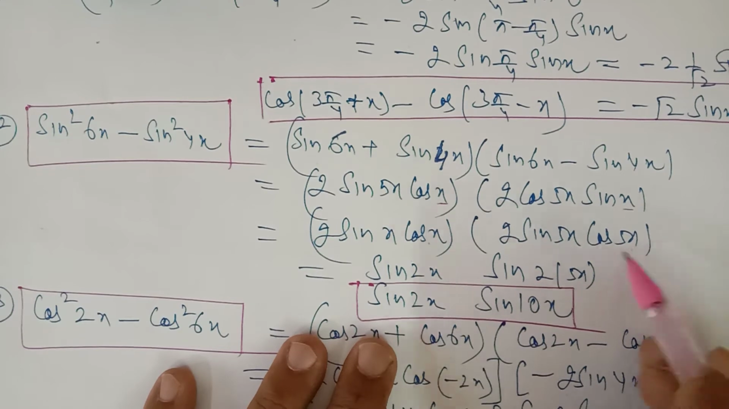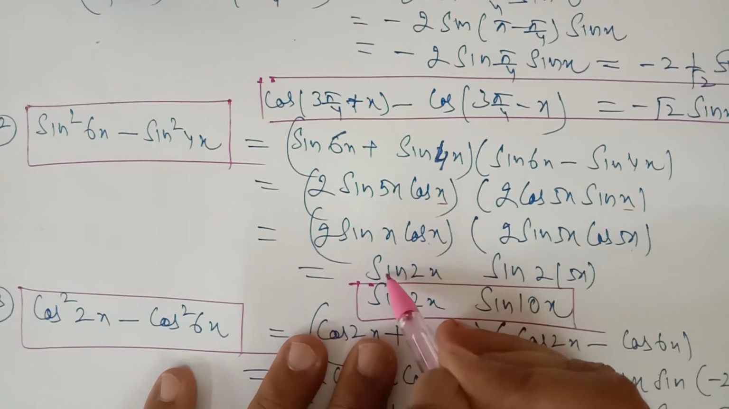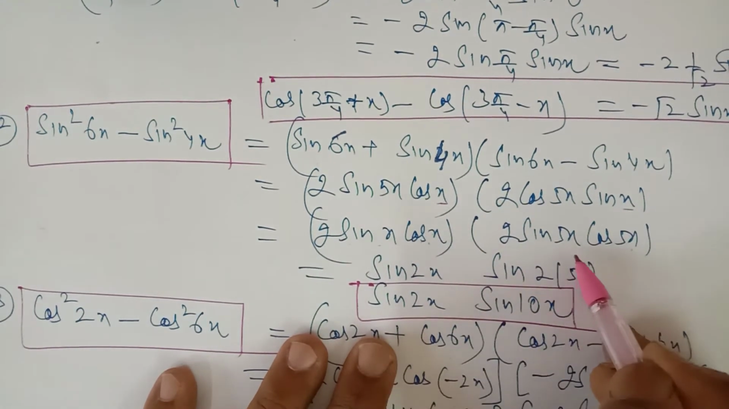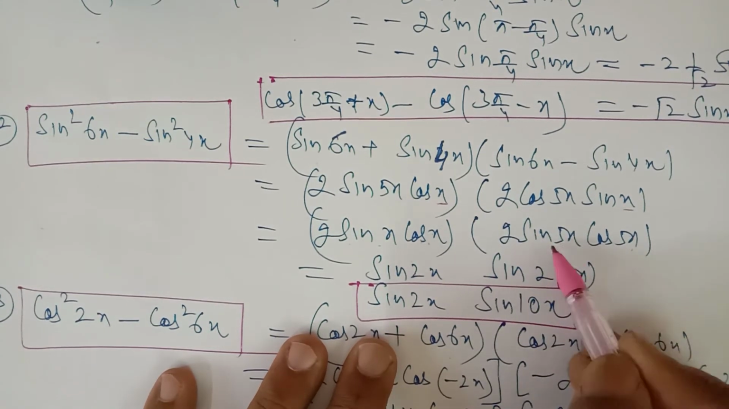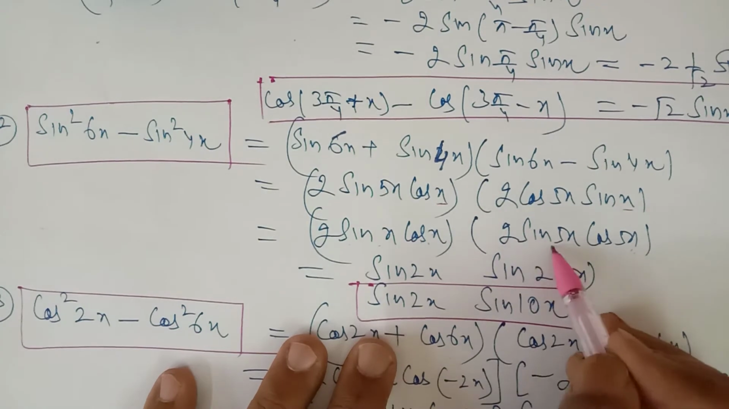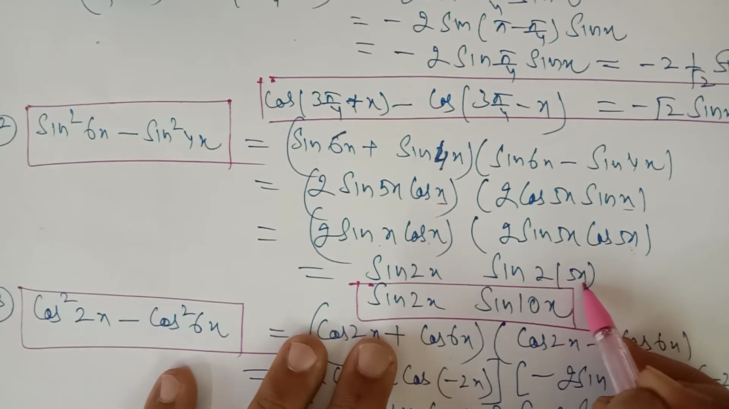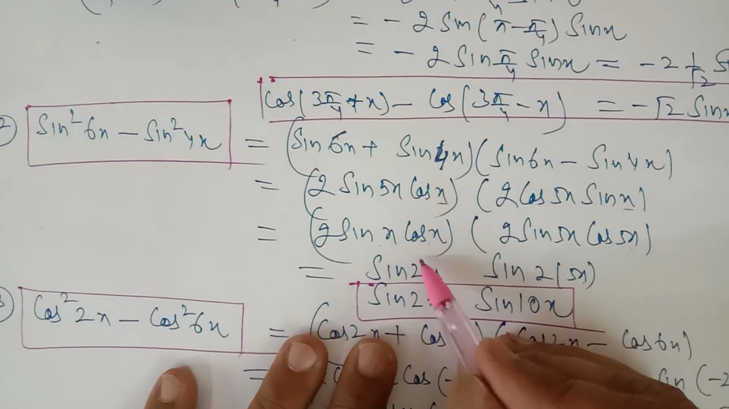Now why have I done this? Because 2 sin x cos x is equal to sin 2x, or sin 2 theta is equal to 2 sin theta cos theta. Similarly here, I have used the formula sin 2 theta, where in place of x we have 5x. So 2 sin theta cos theta is sin 2 theta, where theta is 5x. So this comes out to be sin 10x sin 2x.